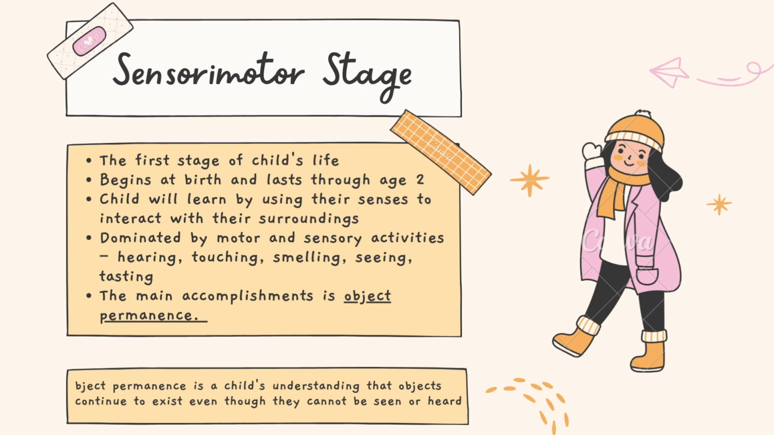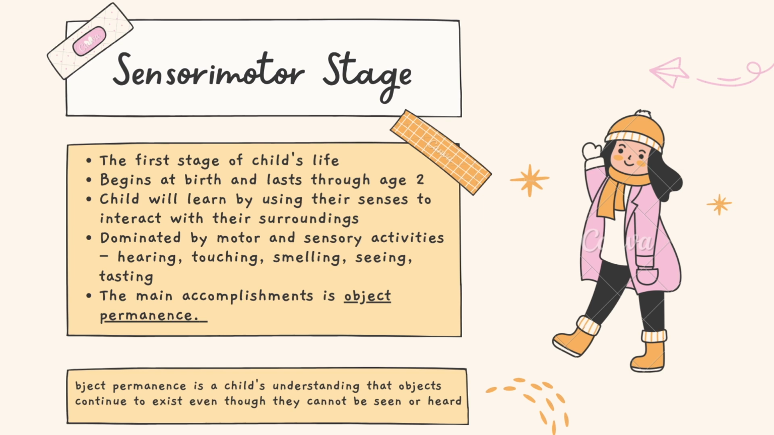For sensorimotor stage, this is the first stage of a child's life, and it begins at the age of 0 until the age of 2. In this stage, the child will learn by using their senses to interact with their surroundings. And this stage is also dominated by motor and sensory activities such as hearing, touching, smelling, seeing, and tasting.